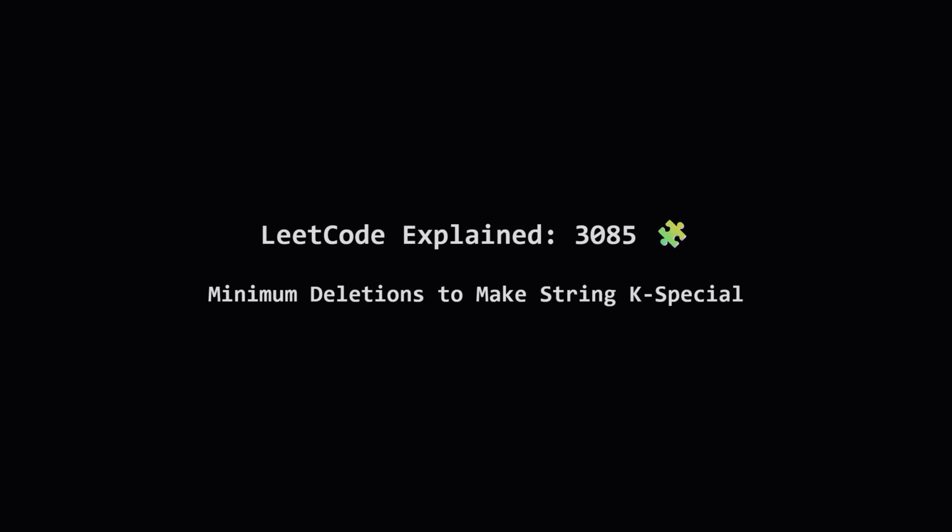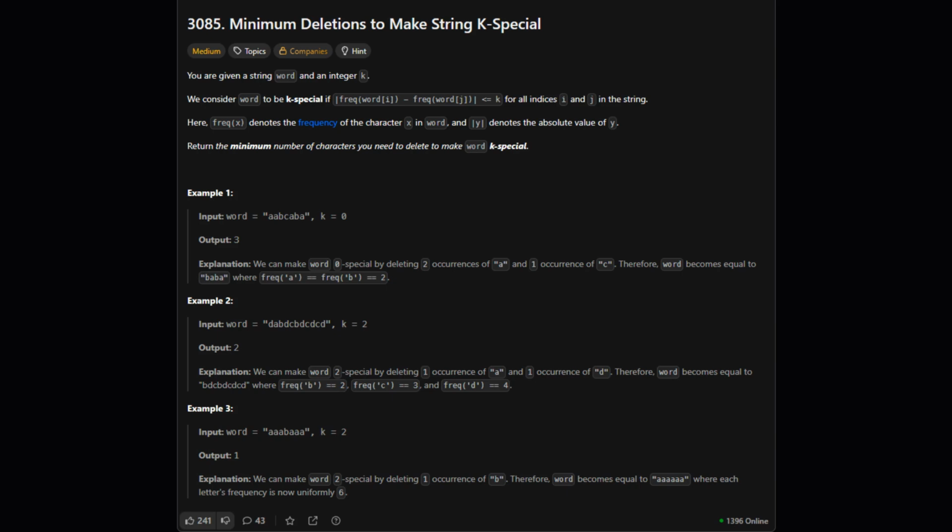Hey everyone, and welcome. Today we're tackling a LeetCode problem called Minimum Deletions to Make String K-Special. It sounds a bit abstract, but don't worry. We're going to break it down into simple, manageable steps. Let's get started.